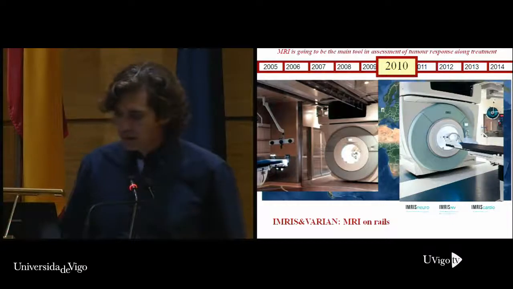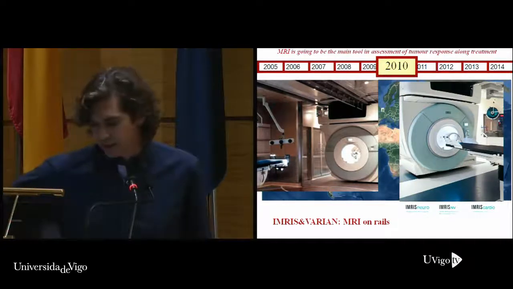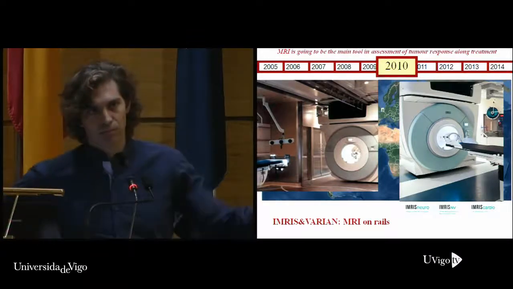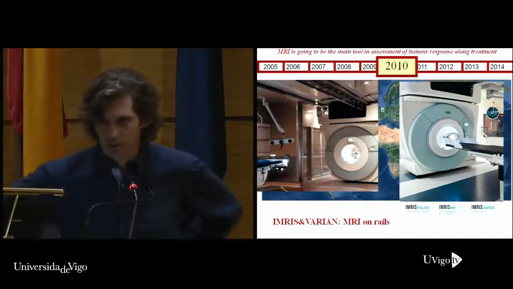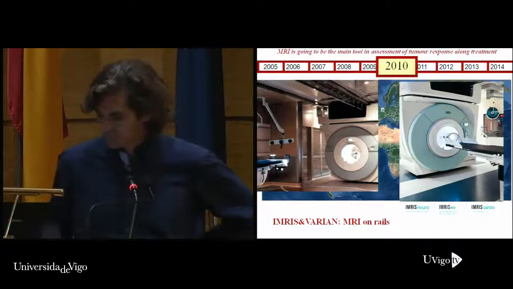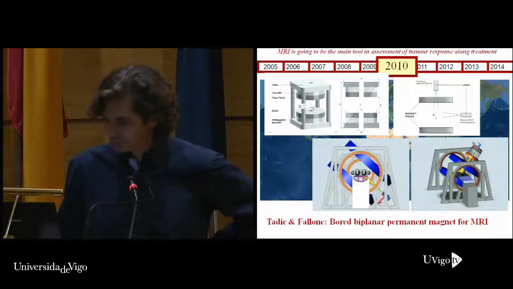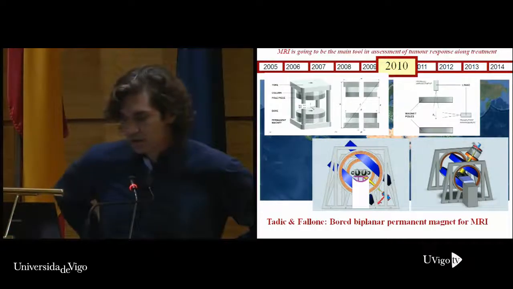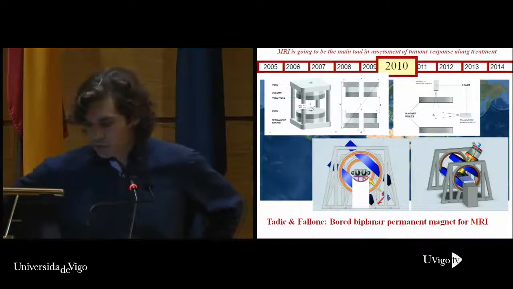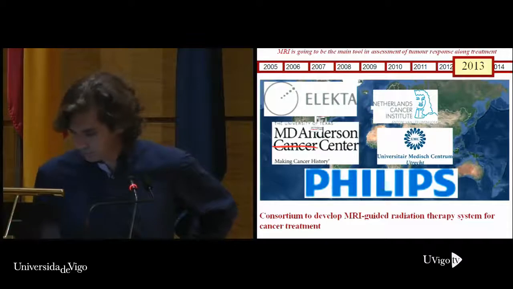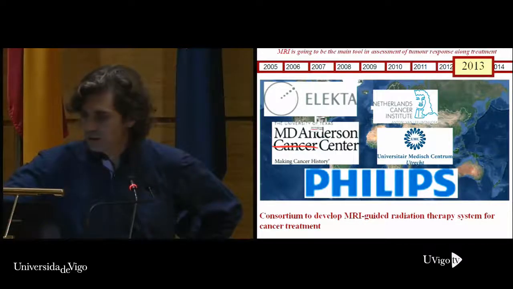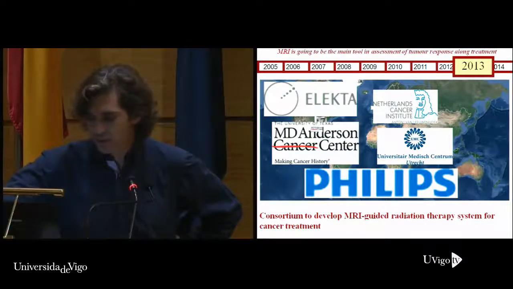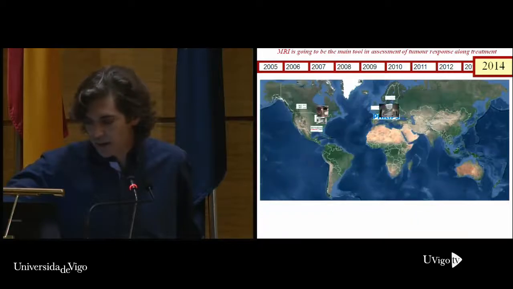In 2010, IMRIS and Varian started a joint venture and installed an MRI on rails, moving on the ceiling. The MRI is in the room next to the treatment vault, and it's installed in the Princess Margaret Hospital from Toronto. This year also, Tadic and Fallone proposed a biplanar permanent magnet for MRI. Last year, Elekta, the NKI from Amsterdam, the UMC from Utrecht, the MD Anderson from Houston, and Philips signed a consortium to develop MRI-guided radiation therapy.